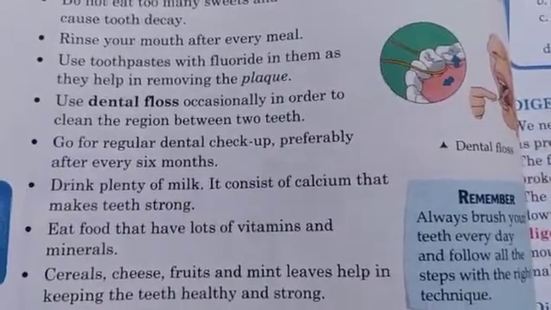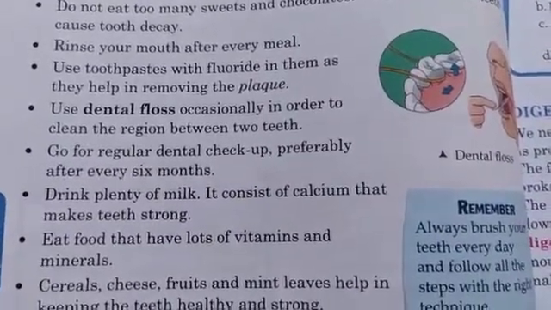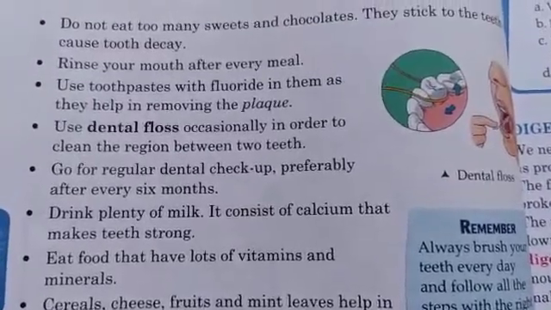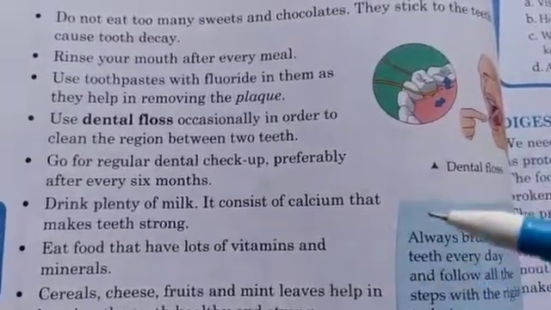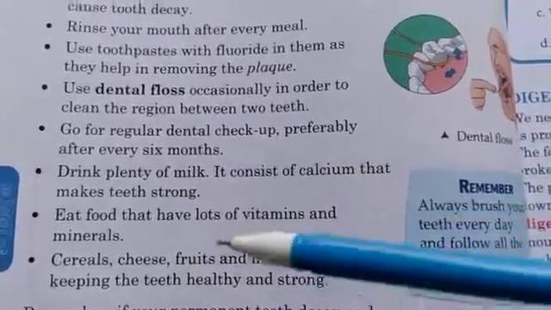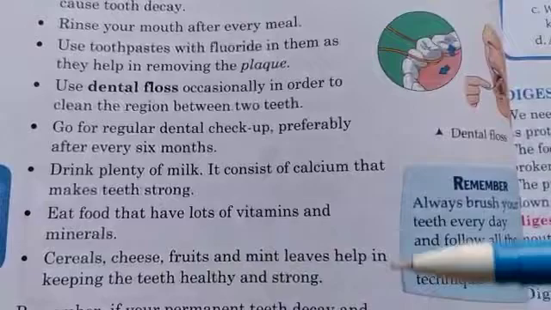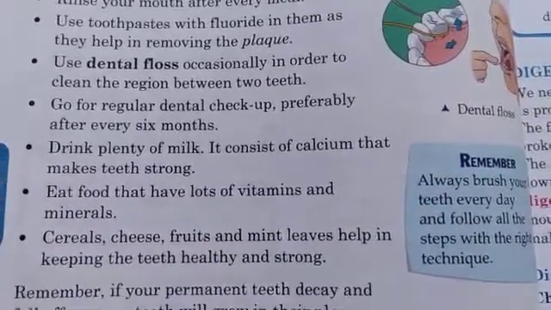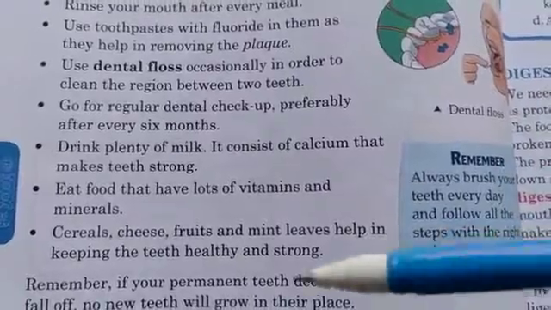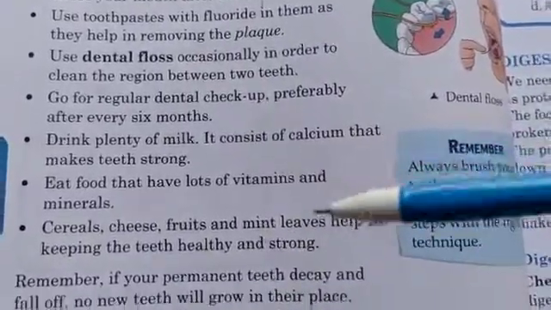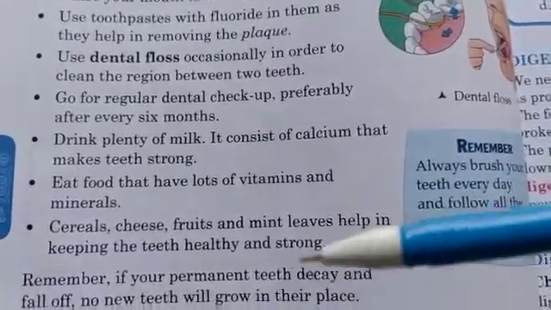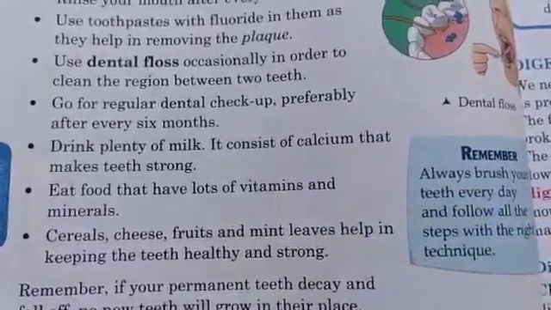Then we should drink plenty of milk, because it contains calcium that makes the teeth strong. Calcium makes the teeth strong, and milk contains calcium. That is why we should drink plenty of milk. Then we should eat food that has lots of vitamins and minerals. Vitamins and minerals are very good for our health. Cereals, cheese, fruits, and mint leaves help in keeping the teeth healthy and strong.